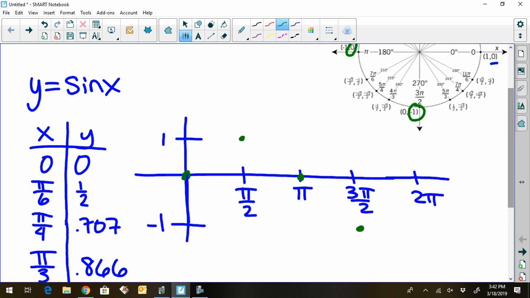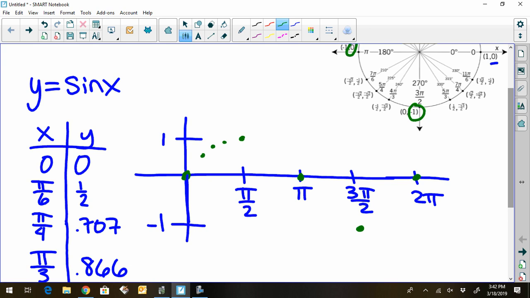And sine of 2 pi would also be at 0. So it looks like a different shape than we've seen before, but let's see what it looks like in between. So at pi over 6, we're about a third of the way. We're at 1/2 already. And then at pi over 4, halfway, we're at 0.707. And pi over 3, we're at 0.8. So notice how it's not linear in its nature. It's more of a curve form to it.